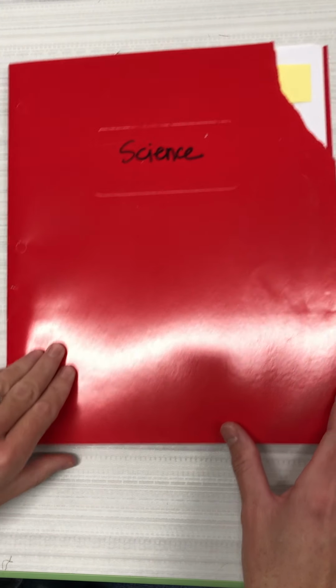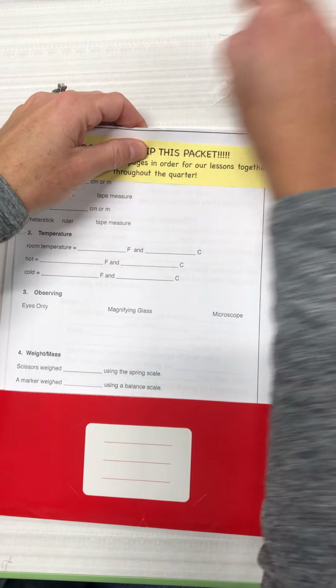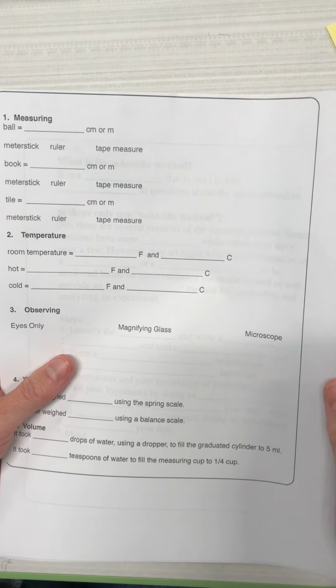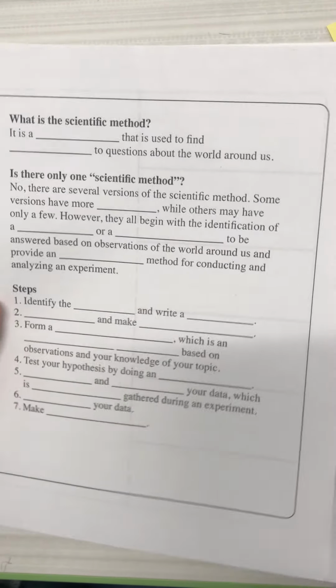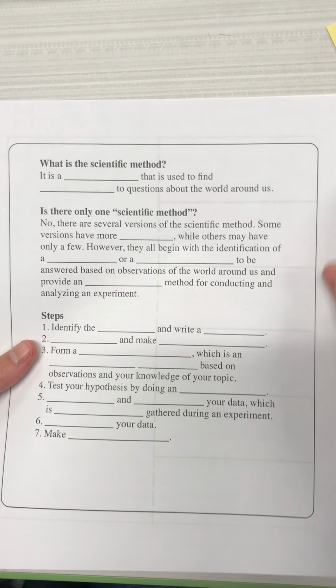So let's get our notes pages out first. Let's pull out what we're going to need. So open up your red folder. We're going to skip a few pages. So you can just put them at the bottom. So this is probably your next page. We're not going to use that. Then you're going to see what is the scientific method. We're going to use this one today.